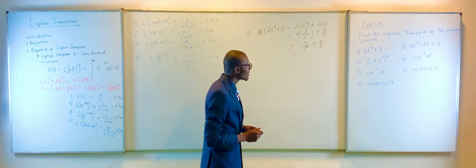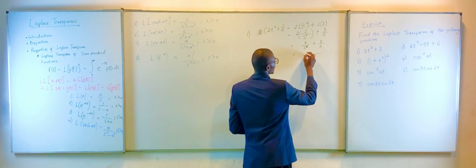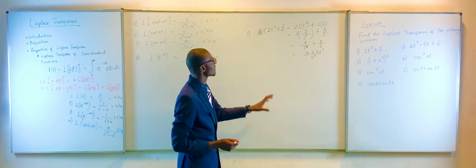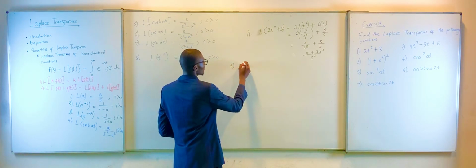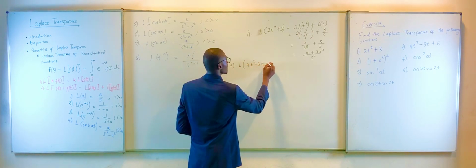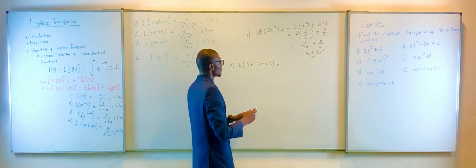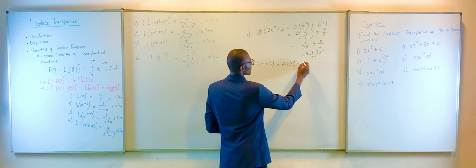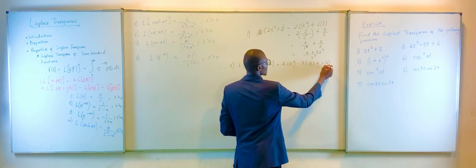So now if you have to evaluate that in the single fraction, common denominator s to the power of 3, that will be 4 plus 3s squared. So this is the result that we get for the first question. Then for number 2, we want to evaluate the Laplace transform of 4t squared minus 5t plus 6. And we know we can split this, right, to have 4 Laplace of t squared, right, minus 5 Laplace of t, then plus the Laplace of 6.